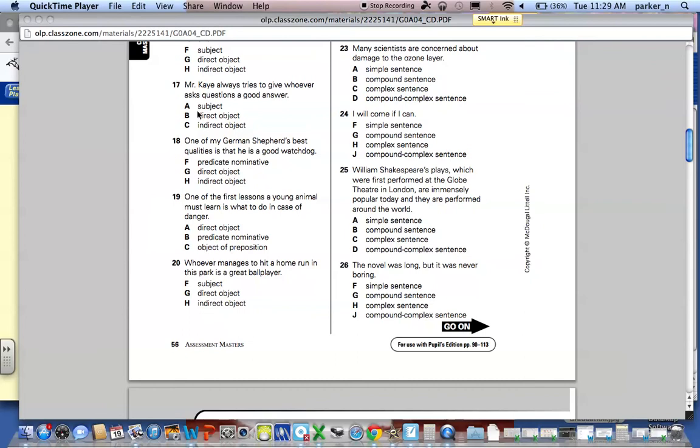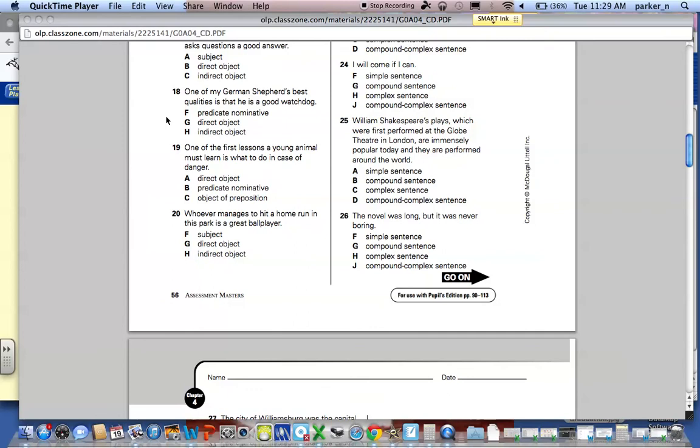Number 17, Mr. K always tries to give whoever asks questions a good answer. Whoever asks questions, there is your subordinate clause, your noun clause. Mr. K tries to give what good answer to whom? Whoever asks a question. That's an indirect object.